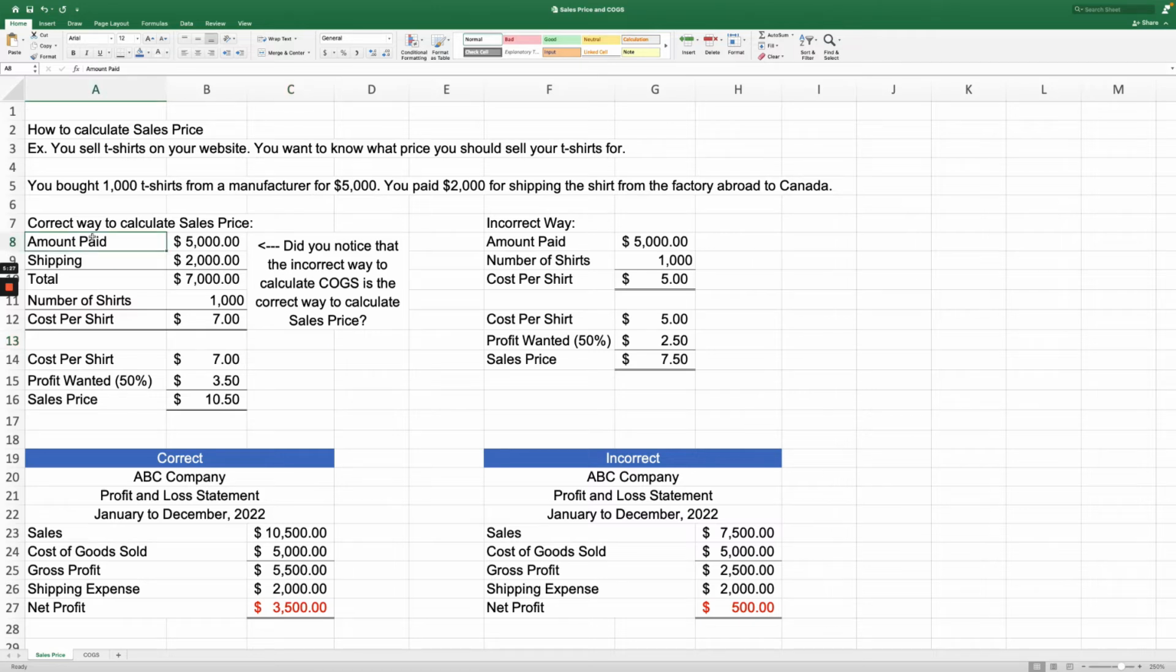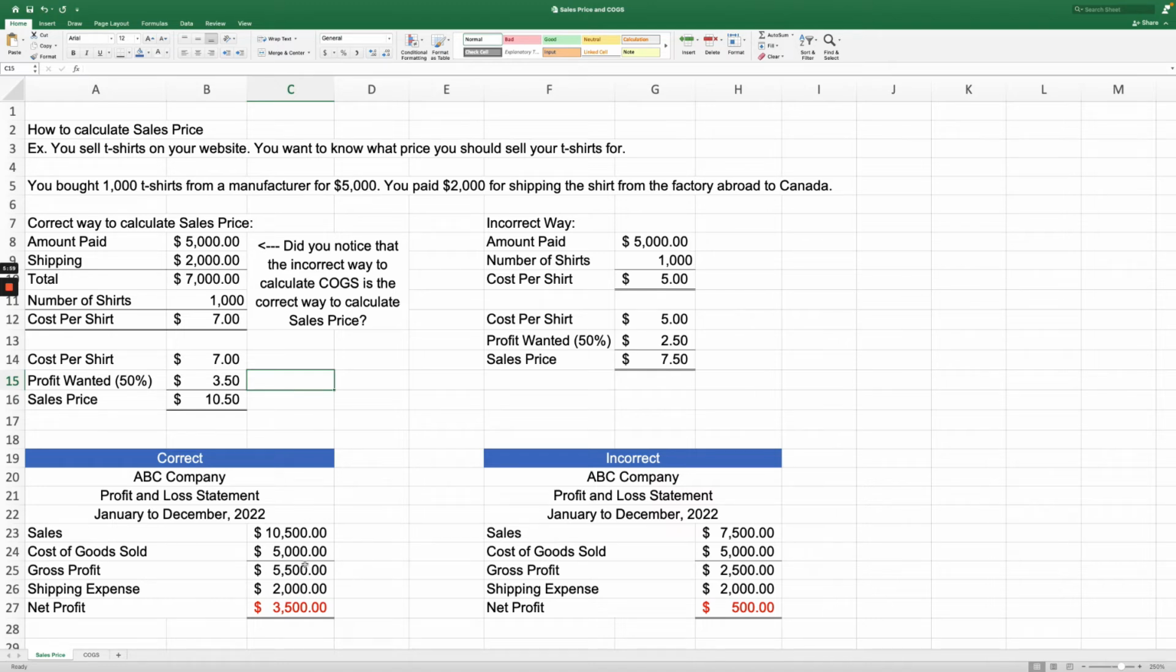So same thing, you paid $5,000 for the shirts. Shipping is $2,000. So the total is $7,000. You have 1,000 shirts, so it's $7 per shirt. And now the cost for your shirts is $7 and you want a 50% profit. So 50% of $7 is $3.50. So the sales price that you need to sell your shirts at is $10.50. So you get a 50% profit, net profit.